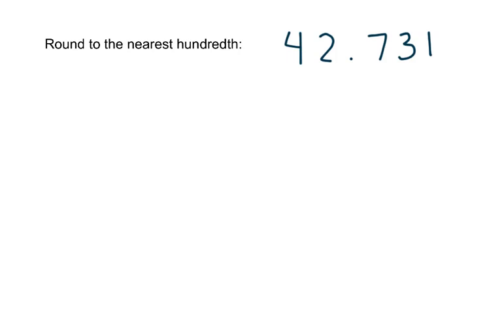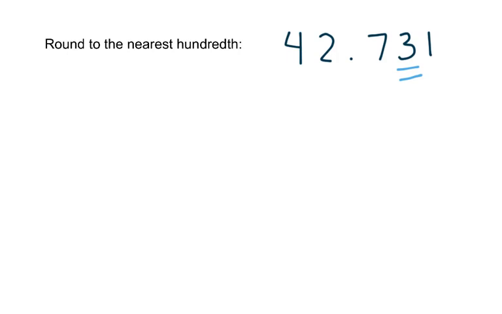The first example we're going to look at is round to the nearest hundredth, and we're given the number 42.731. We're going to round to the nearest hundredth, which means our number is going to stop right here at the hundredths place. That's where our final decimal is going to be when we write our answer. What we have to decide is, is this going to be rounded down to 42.73 or rounded up to 42.74?